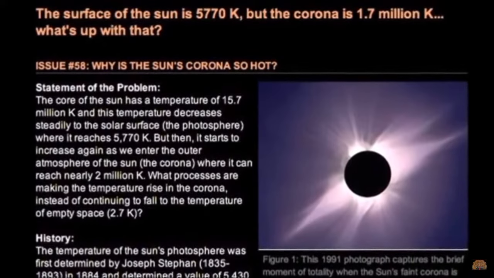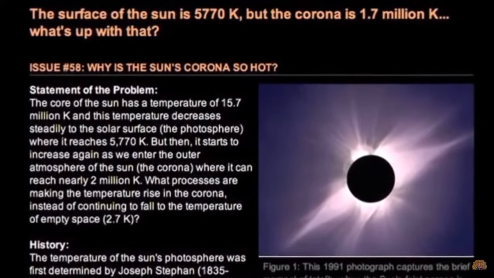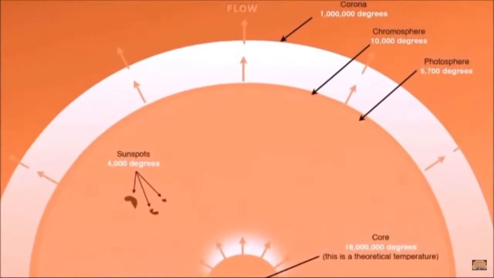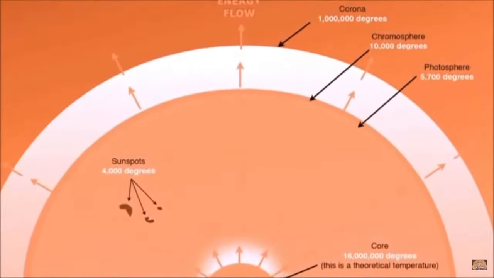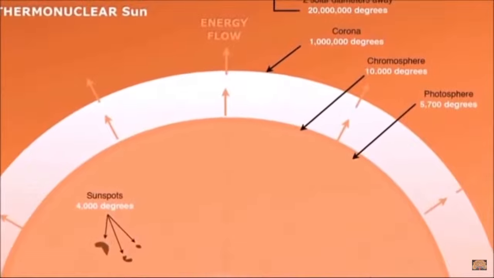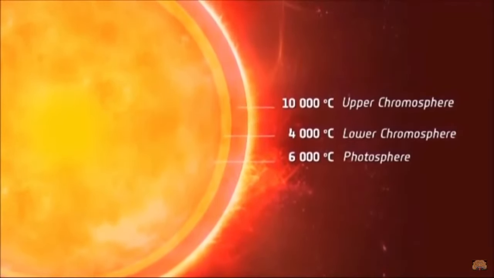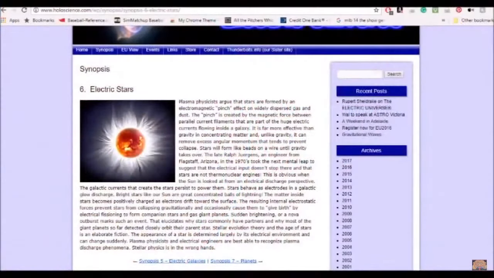The electric sun model is a part of the electric universe theory and is being scientifically tested by the Sapphire Project. Where I'm going to read a synopsis from Wal Thornhill from his website, hollowscience.com.